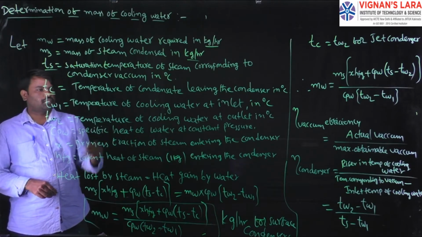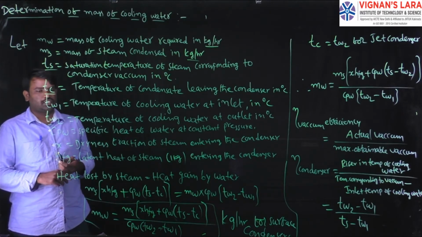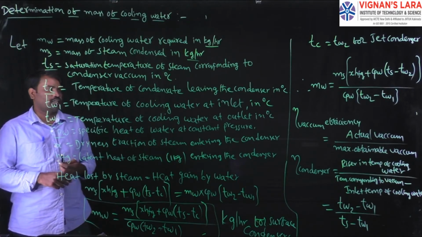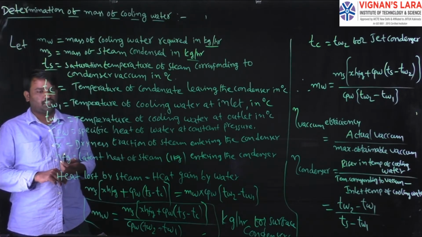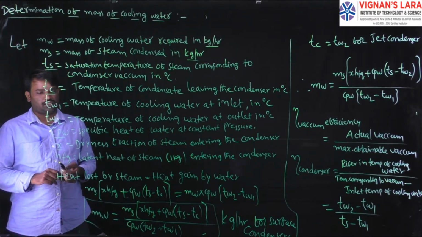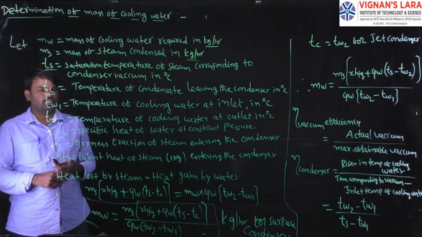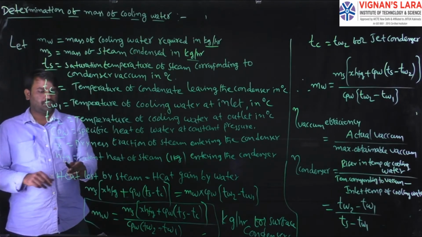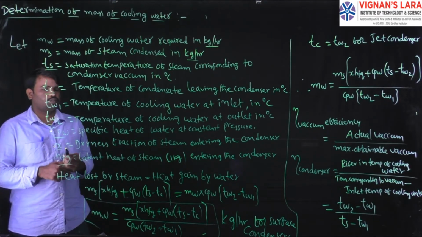TW2 is the temperature of cooling water at outlet in degrees centigrade, and CPW is the specific heat of water at constant pressure. X is the dryness fraction of steam entering the condenser. Always we expect a dryness fraction at the exhaust of the steam. And HFG is the latent heat of steam per kilogram entering the condenser.